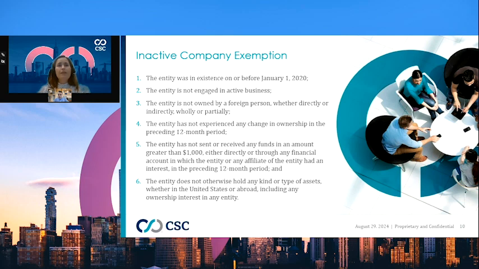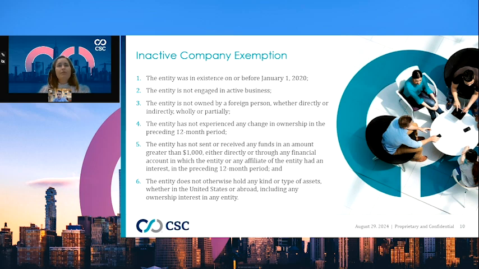The fourth element, no change in ownership in the preceding 12 months. This was also flagged by some commenters to be somewhat ambiguous. Does a change in ownership apply to direct or indirect whole or partial ownership, just like the previous element? In the commentary to the final rule, FinCEN states, with respect to the meaning of any change in ownership, FinCEN believes that the proposed regulation is sufficiently clear. It would cover any and all changes in an entity's ownership.